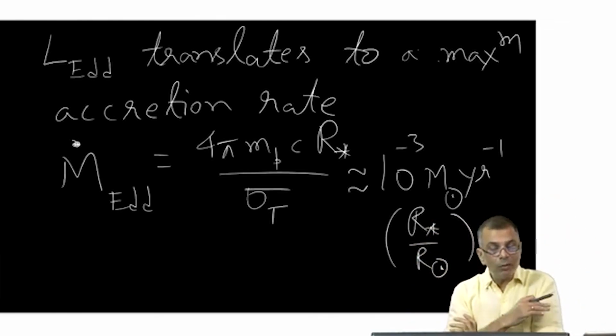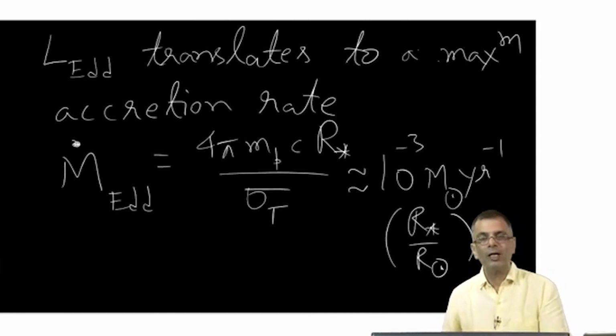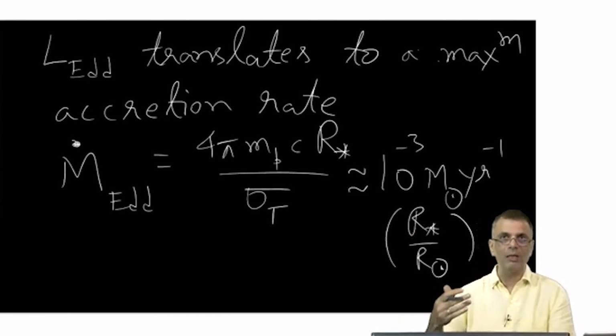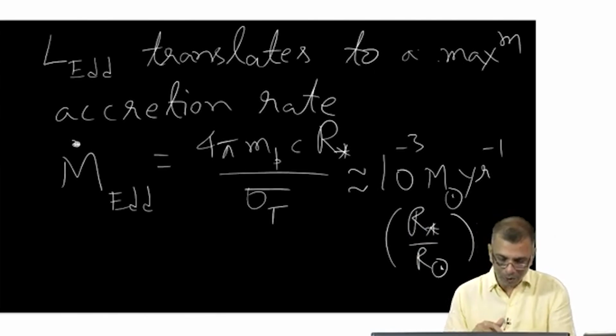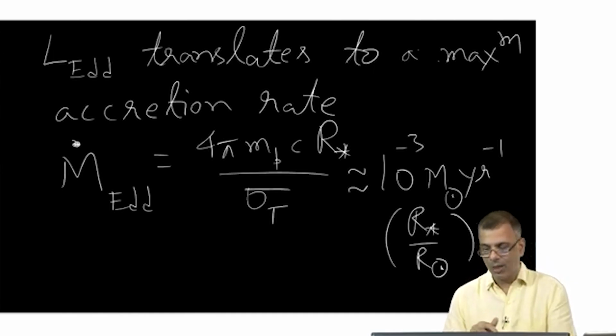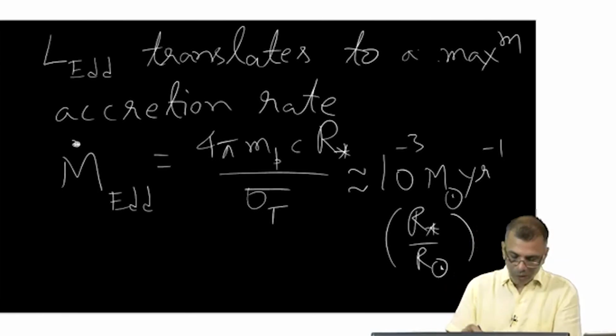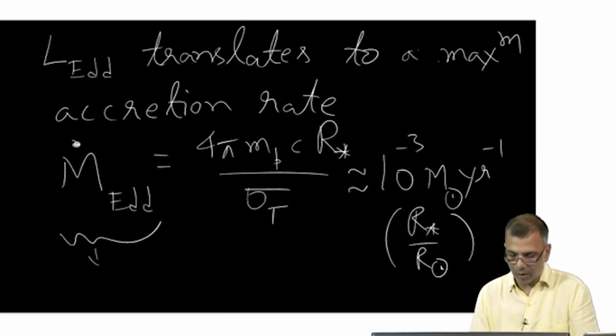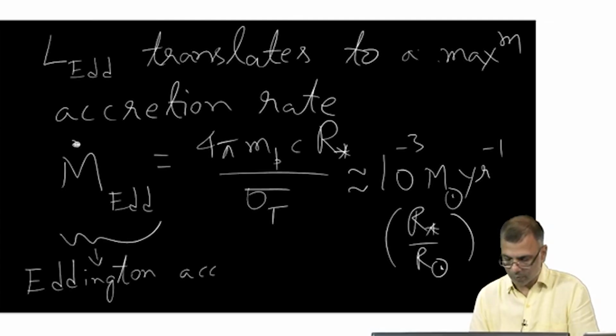Okay, so you cannot be too greedy. You cannot simply try to accrete many, many more protons if you want to increase the luminosity. There is a natural limiting thing. So this represents the upper limit on the accretion rate. If of course the compact object is larger, R star is larger, then you can accrete more. But still there is an upper limit. You cannot accrete more than the Eddington accretion rate.